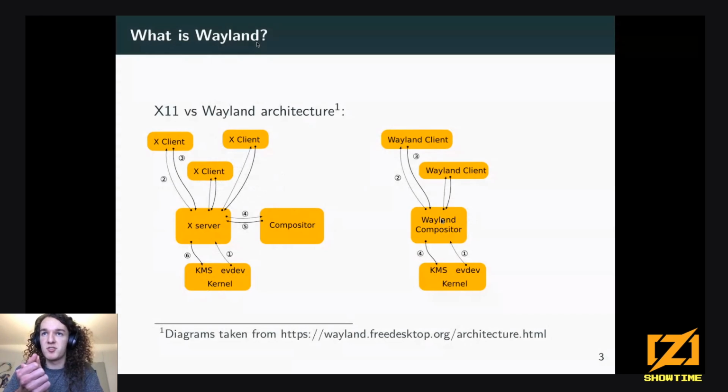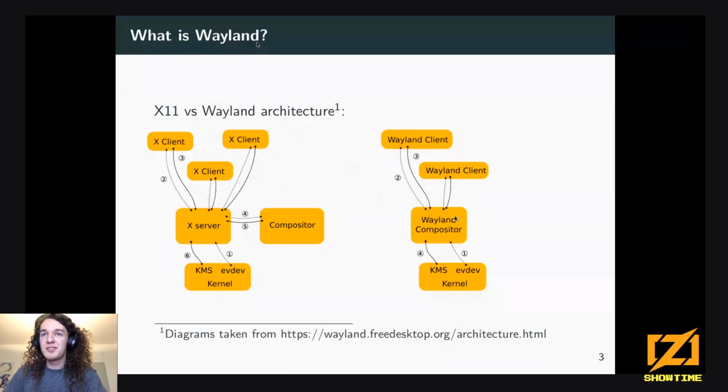And this simplifies things greatly because now there's not as much back and forth required to render one thing. Here, when an X client wants to draw something, it has to ask the X server, would you please draw this? And then the X server will have to talk to the compositor about where it's going to be drawn and how it's going to be drawn before it actually gets drawn by sending messages to the kernel. In Wayland, you're going to see there's a lot less back and forth. The pipeline is just Wayland client to compositor to kernel through the kernel mode setting API. So that makes things a lot simpler.